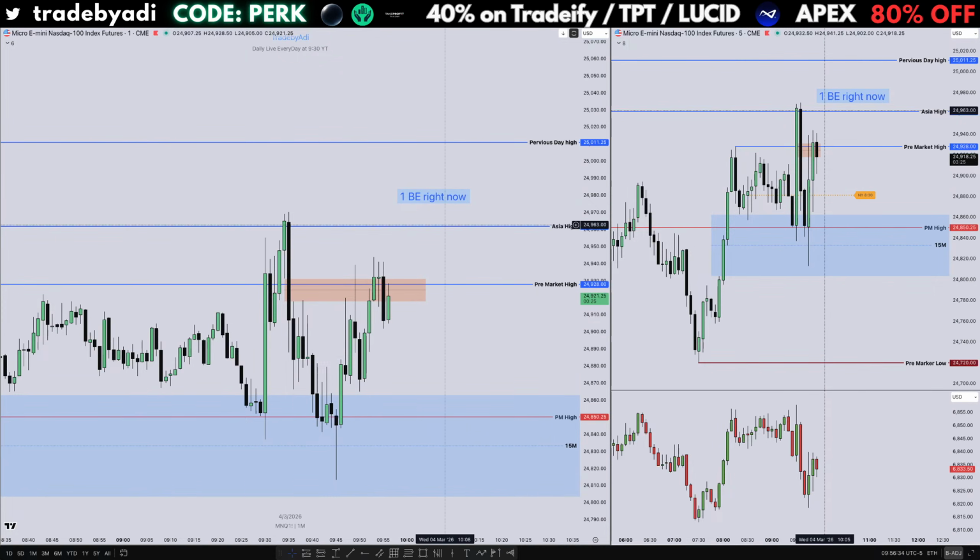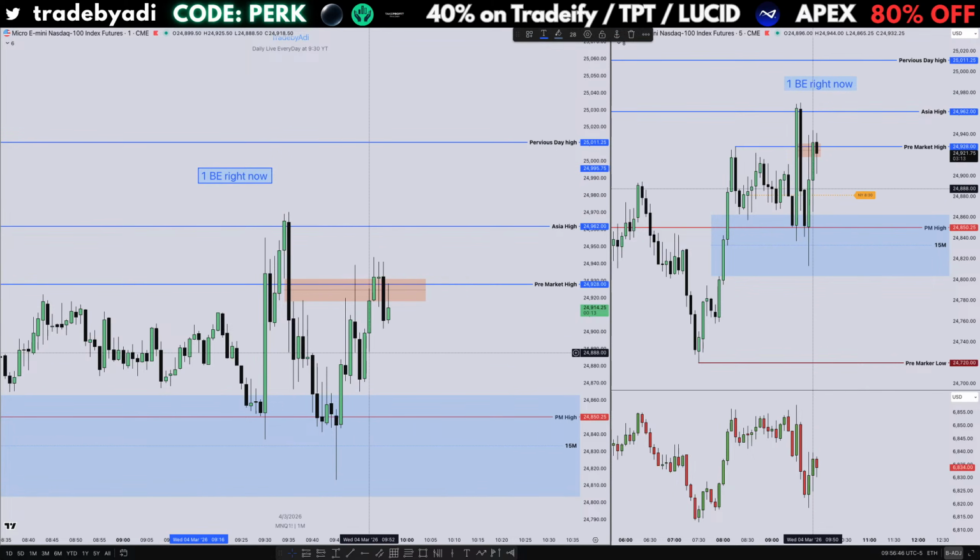If we are going to support this fair value gap or this order block, most likely we are going to look for this buy side liquidity, okay? And we can also hit this previous day high if we are going to respect this order block.